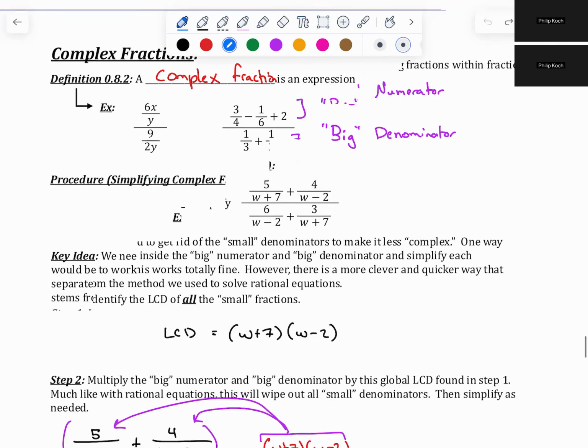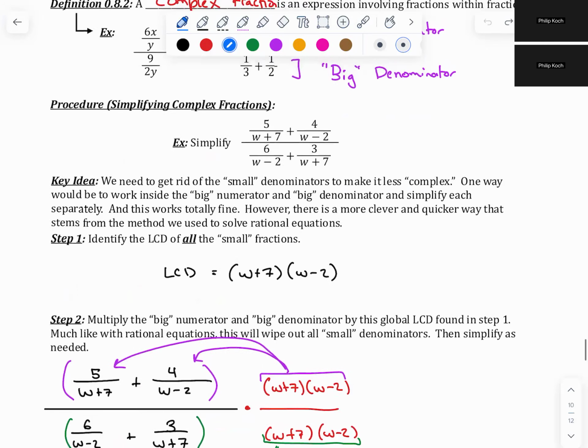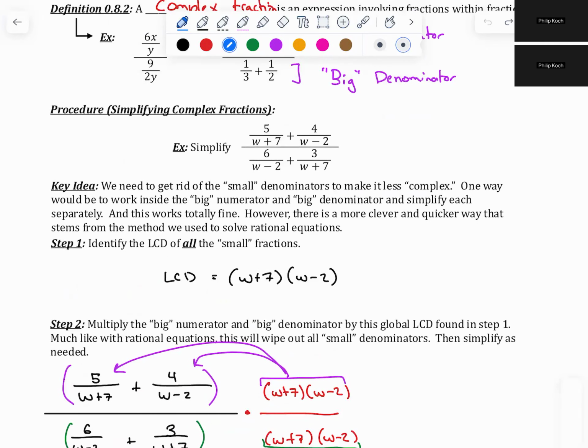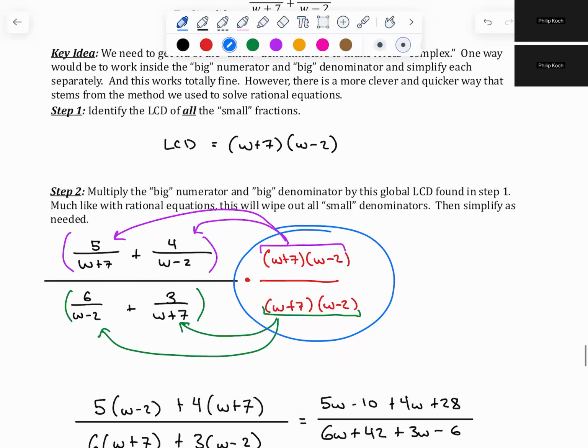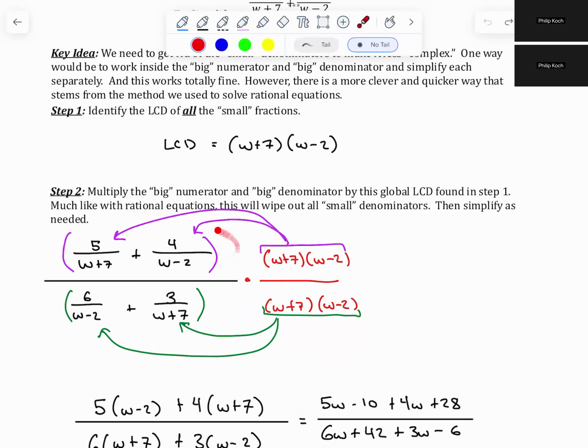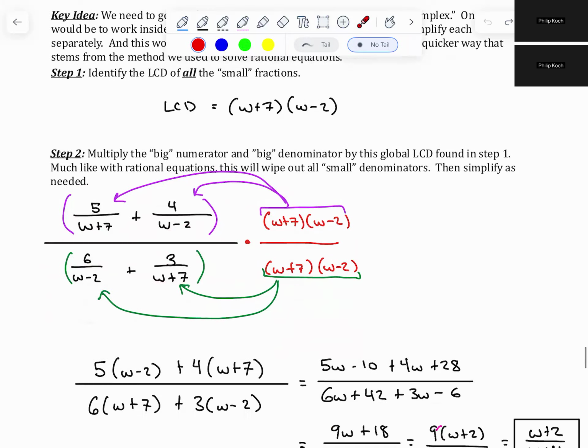However, it's not as fast as this other method that relies on what we did with rational equations, where you multiply the entire thing by the LCD of everything. I can do this because it's cleverly multiplying by 1. It doesn't change anything. I can apply this to the big numerator and to the big denominator and cancel out all of the fractions. Therefore, I still have just one main fraction bar and I've gotten rid of all of the other small fractions.